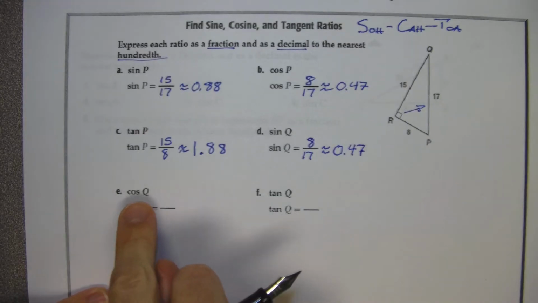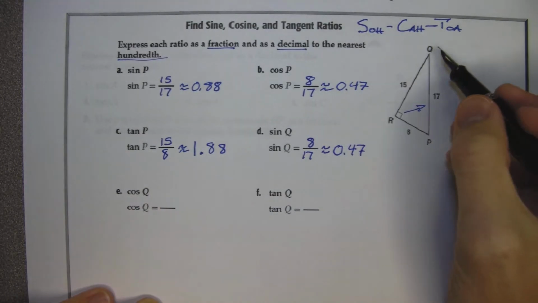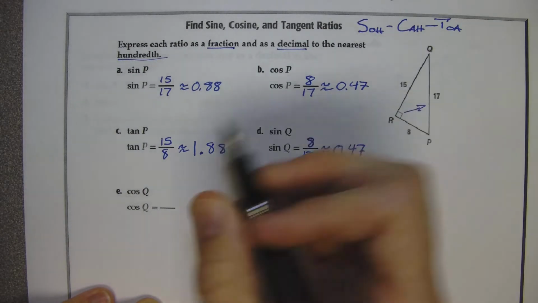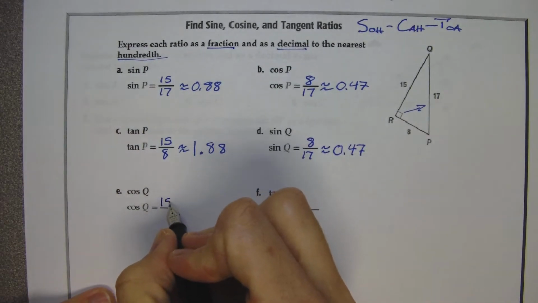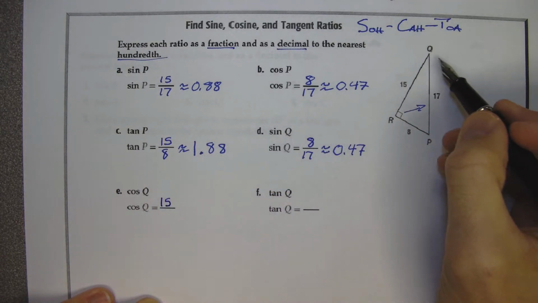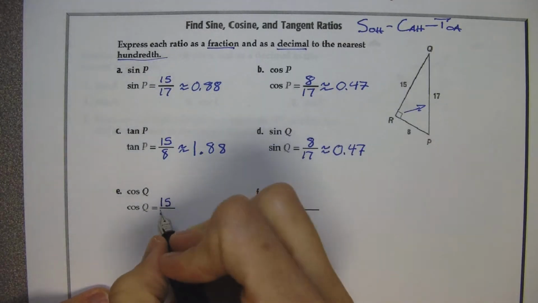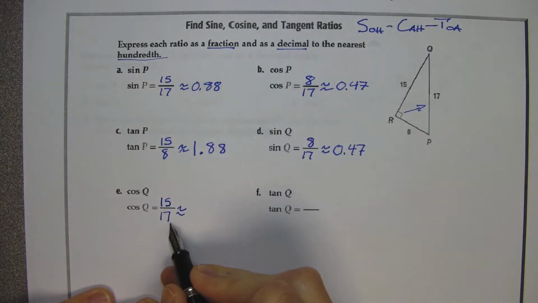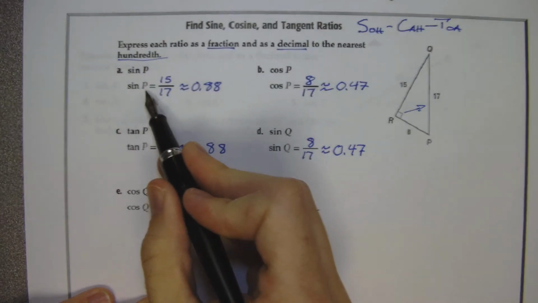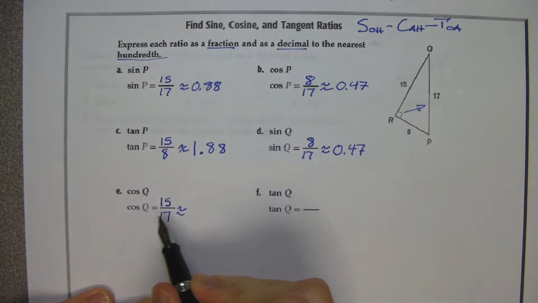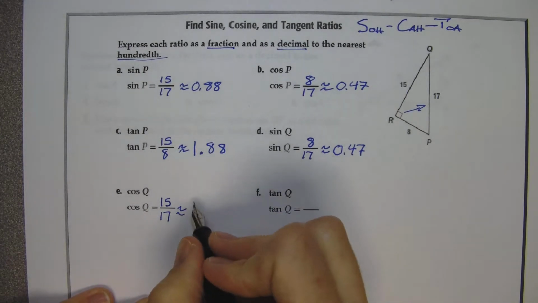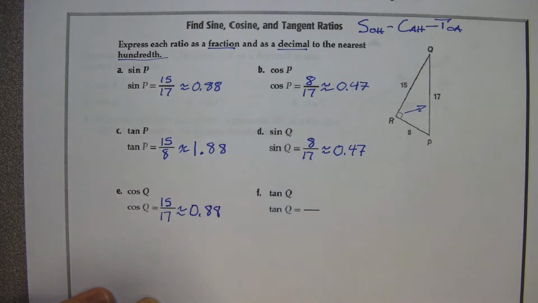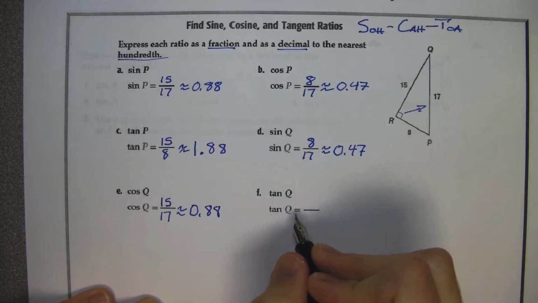Let's try something else. Let's do the cosine of Q. So let's see. Q, we need the adjacent side here, so that's 15 in its case. So let's write it down. 15. And then we need the hypotenuse, so that's always going to be the same, so 17. And let's see now. Well, that looks familiar too. The sine of one angle happens to be the cosine of the other. Huh, go figure. I wonder why that is. Maybe you'll figure it out.